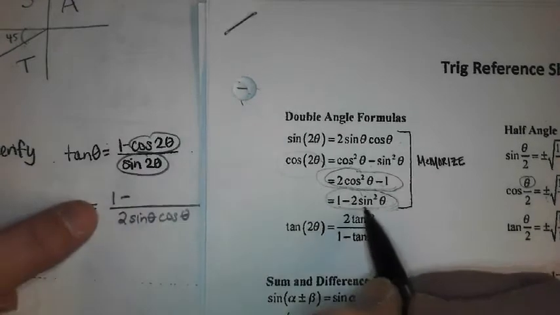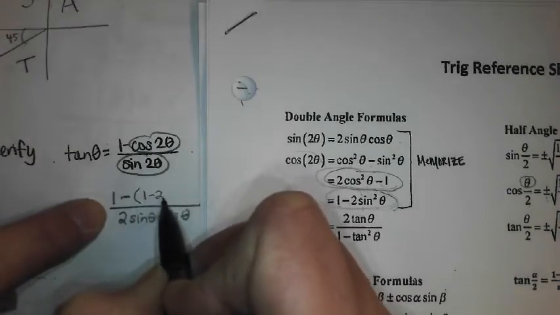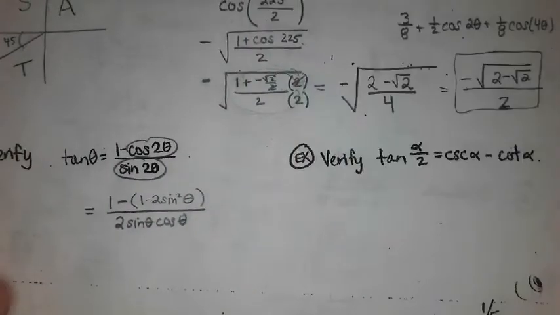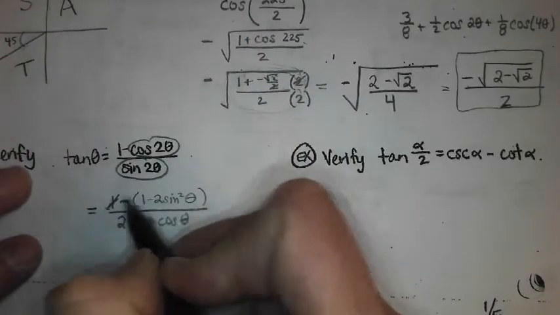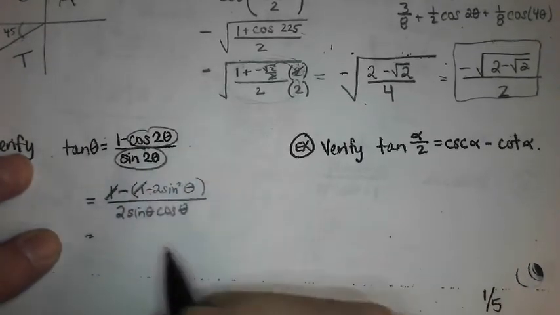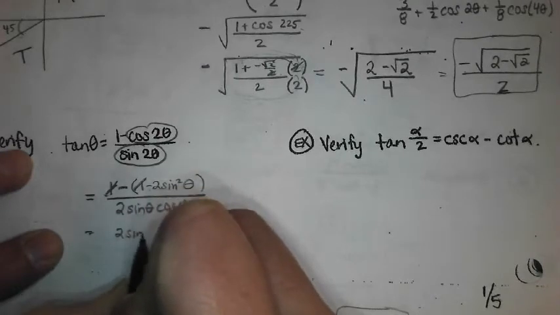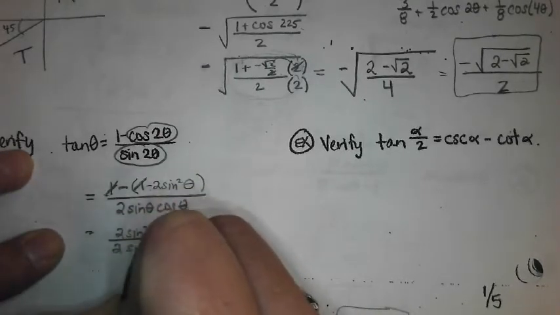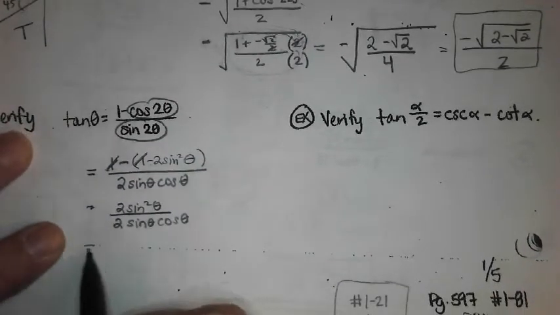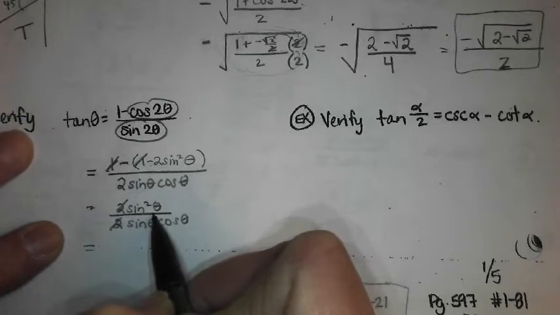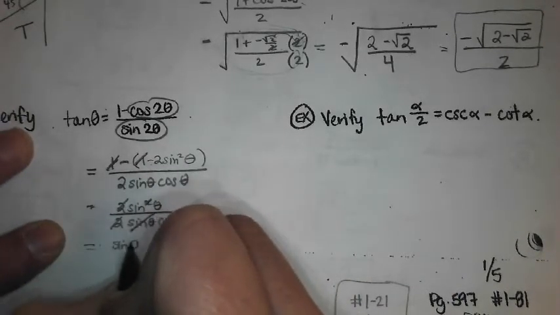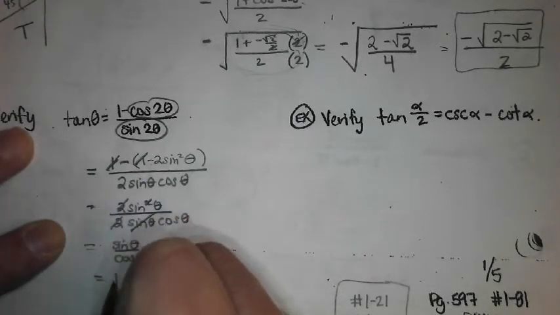So I'm going to use that one, 1 minus 2 sine squared. My 1 minus 1 cancels, and then my minus the negative 2 sine squared up top leaves just 2 sine squared over 2 sine theta cosine theta. And then your 2's cancel. Your sine theta cancels with one of the sines from the top, leaving just sine theta over cosine theta, which is just tan theta.